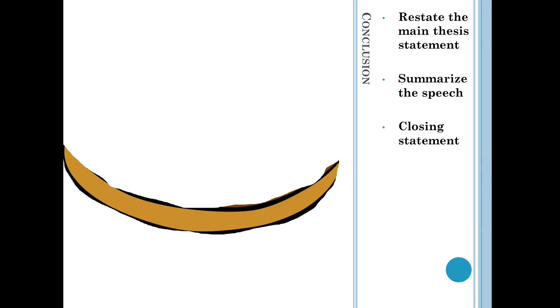The conclusion is very important and sometimes forgotten, just like the bun of a hamburger. In the conclusion, you need to restate your main thesis statement. You need to explain why you're on that side of the topic. Then, you should summarize the speech, explain what you did, remind the judge and the audience the things that you accomplished in your speech. Finally, you need to provide a good closing statement, one that leaves a lasting impression to the judge and the audience members.